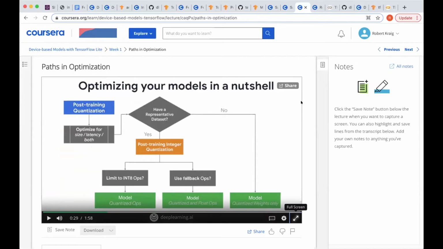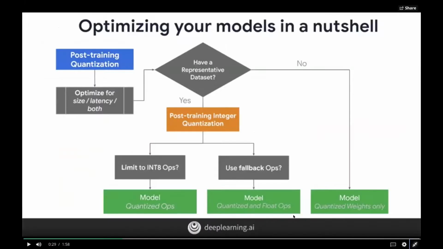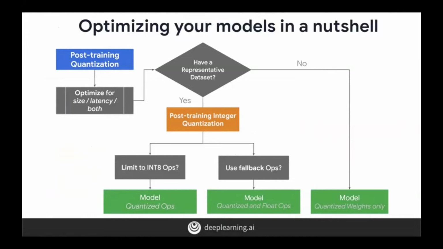So a little bit about quantization here. There are a number of different options for quantization. I'll make this full screen, I guess. There are a number of different options for types of quantization that you can do before conversion, as part of the conversion process to TensorFlow Lite. And this little graphic here illustrates many of those decisions.